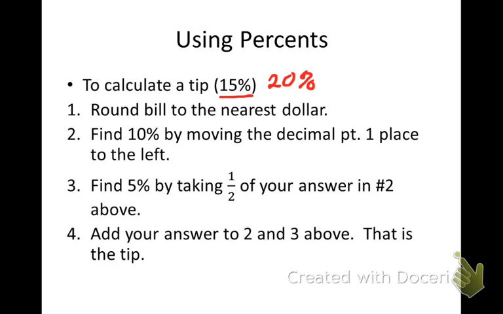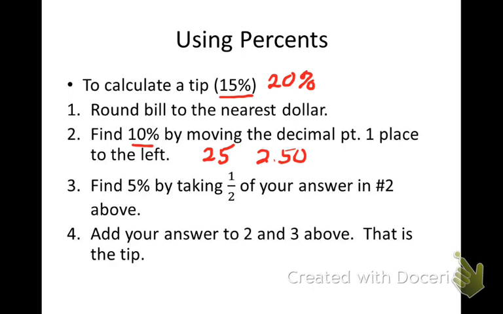So step one, I want you to round the bill to the nearest dollar. That'll make it easy to do. We'll be doing a lot of this in our heads. We will not use a calculator when we're doing tip. Step two, I want you to find 10% by moving the decimal point one place to the left. So in other words, if it's $25, if you move the decimal one to the left, that's going to be $2.50. So that's how you take 10%. It's like dividing by 10.